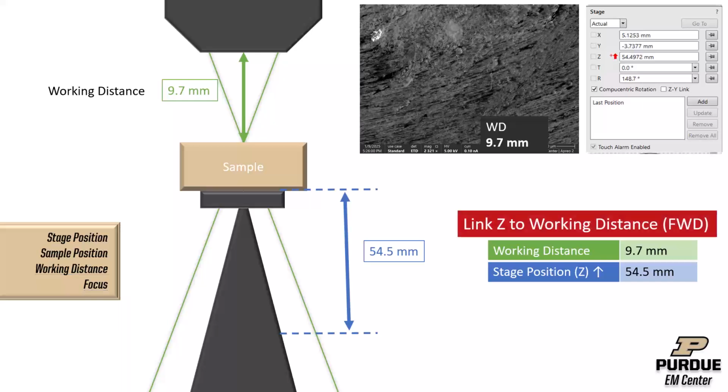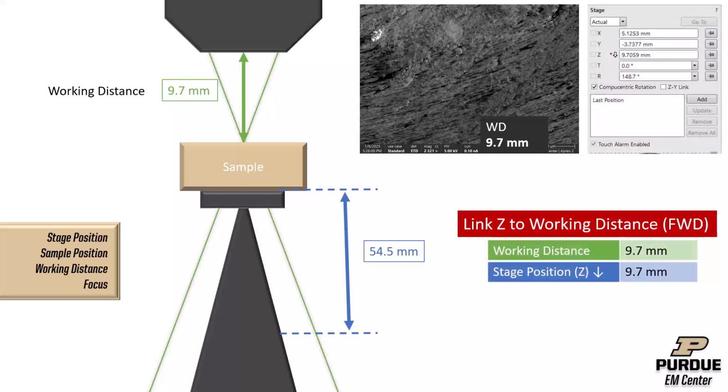When I have my sample in focus, I can do something called linking Z to working distance, and that's really what we want to focus on today during this training video. What happens when I link my Z to working distance is that when I click that button, I'm taking the working distance of the electron beam and transferring that value to the Z-axis of my stage. You can see that it also changed up here in the navigation tab of my SEM.